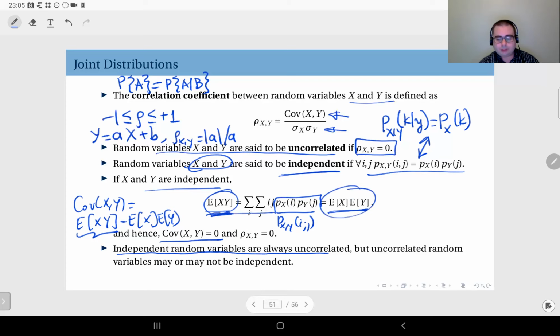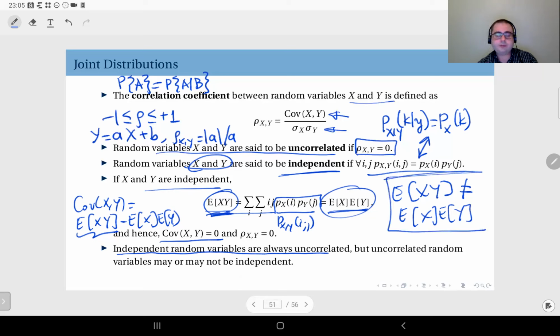This is not a general rule. In general, correlation is not equal to the product of the means. This is a mistake very frequently made. So the correlation does not in general equal the product of the means. But if X and Y are independent, they are equal, which means the correlation coefficient is zero. Therefore, independent random variables are always uncorrelated, but it's not the other way around. Uncorrelated random variables may or may not be independent.